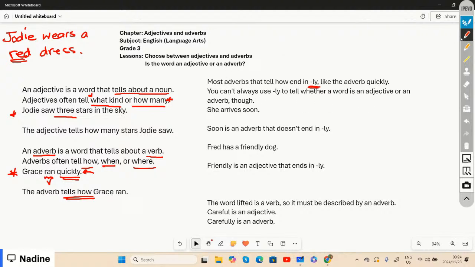And when it comes to adverbs, you can't always use ly to tell whether a word is an adjective or an adverb, because adverbs change. But that is why we just say adverbs tell us how, and then they end in ly. But adverbs can also tell you when, and they can tell you where something is happening, or how it's happening.